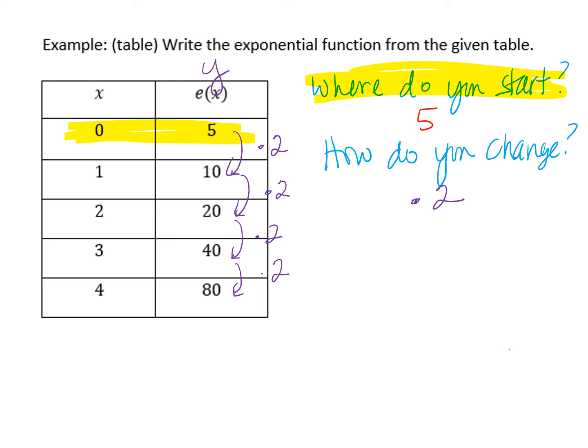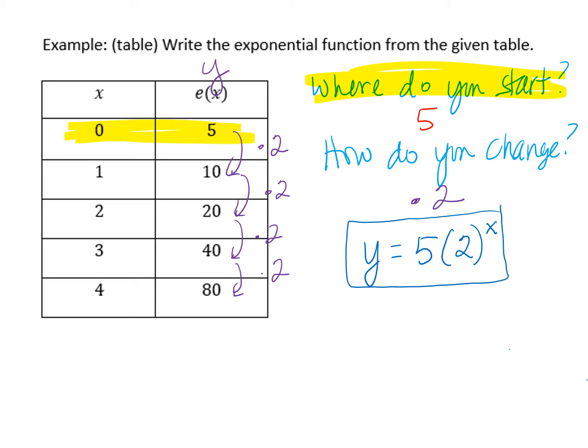So we can write our equation. Y equals, where do we start? We start at 5. How do we change? We're multiplying by 2. And remember, because we are multiplying, the repeated multiplication is what gives us the exponent being the x. So we have written an exponential equation: 5 times 2 to the x.